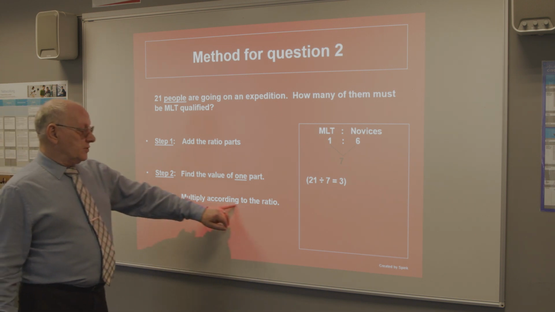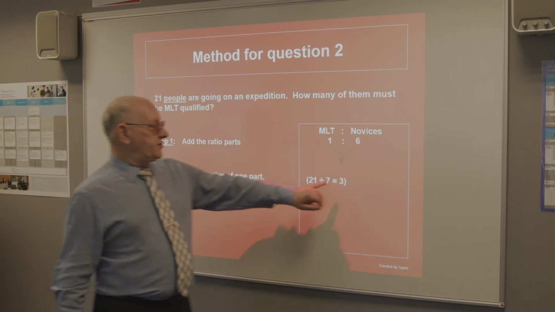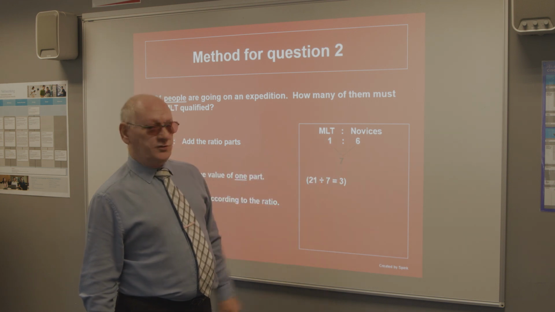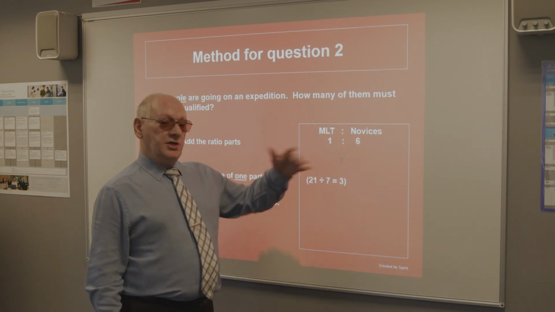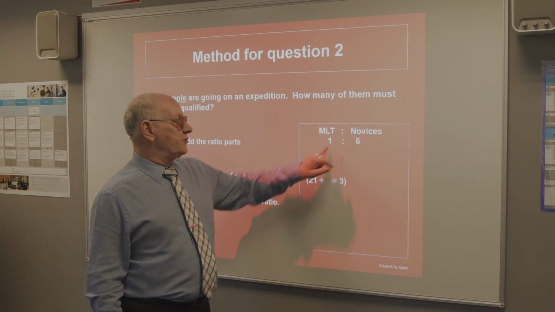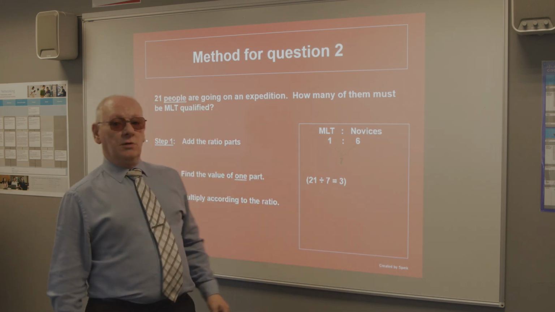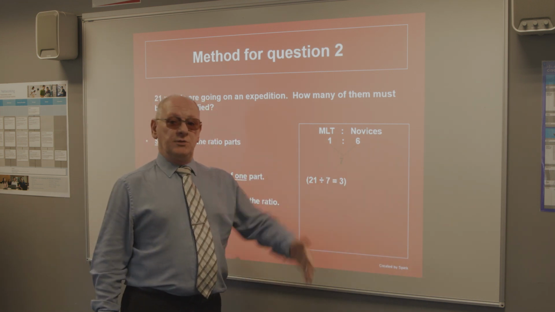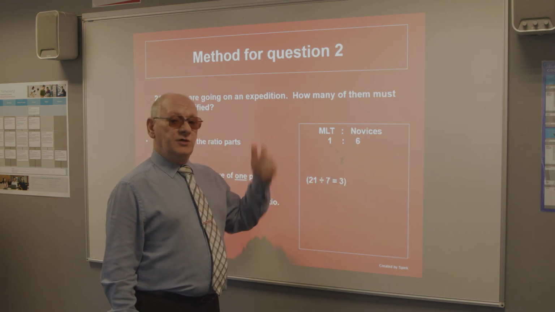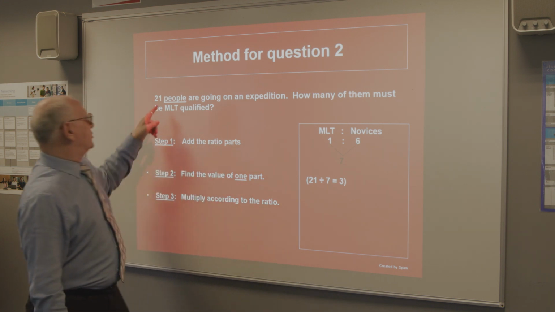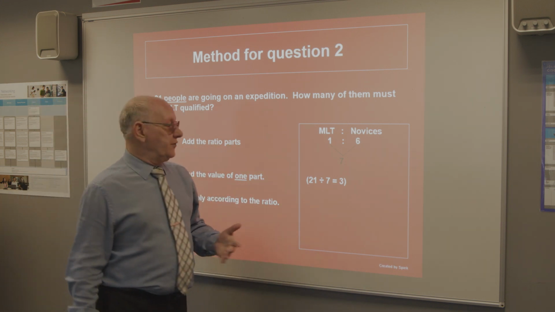So then you can multiply according to the ratio. If it's 3 per part, 3 times 1 is 3, 3 sixes is 18, and you can check 18 plus 3 is 21. So you know you're right, because it works. If that didn't add up, you've done something wrong. If it didn't come back to 21, you've done something wrong.